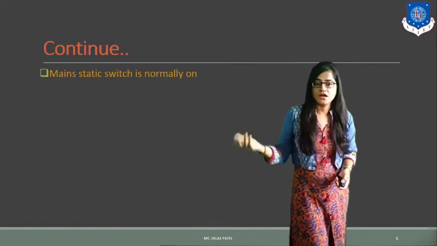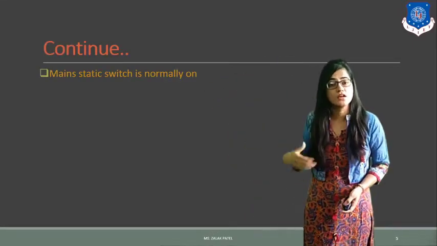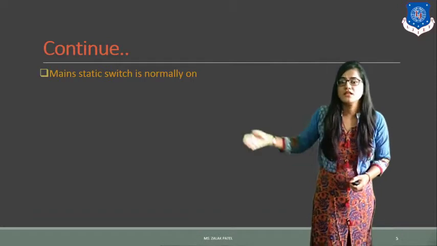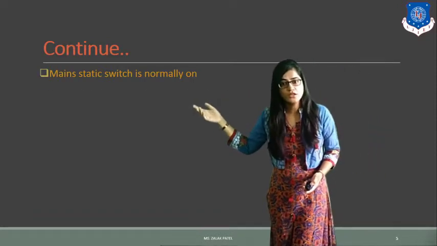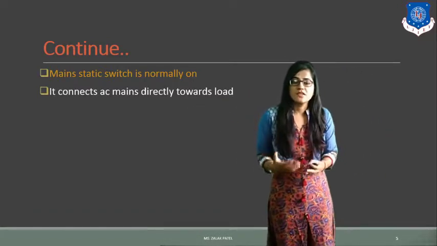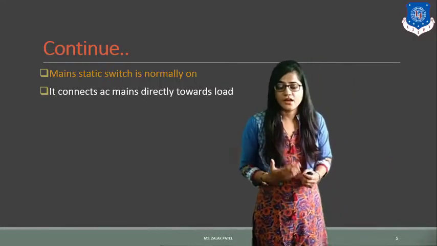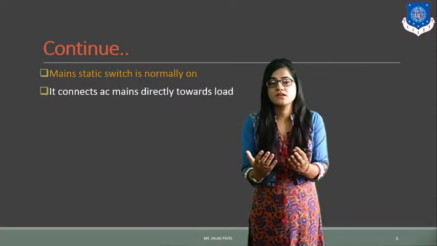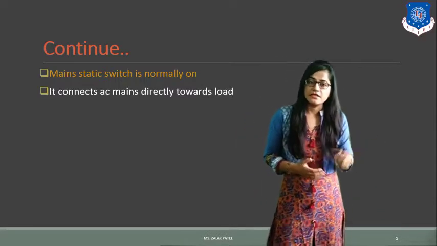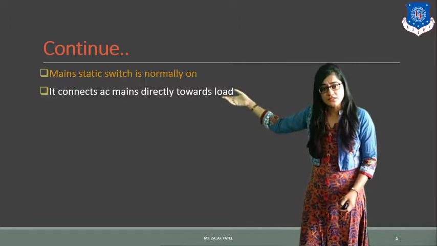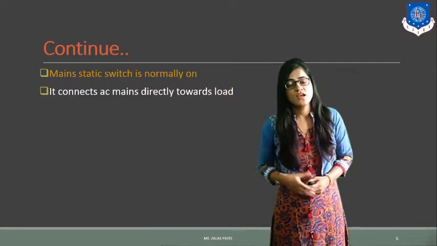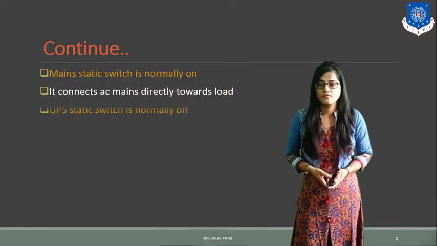Here, as I said, the main static switch is normally on. It connects AC mains directly towards the load, because as we saw in the block diagram, the main static switch is connected with the critical load, and that's why it is written that it connects AC mains directly towards the load.